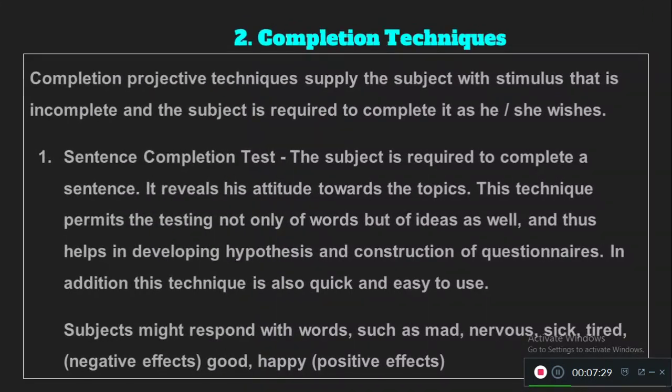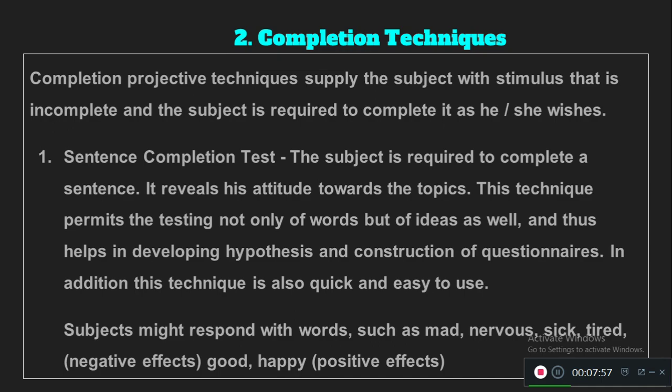Now, the second one is completion technique. So here in completion projective techniques, the subject is given a stimulus and is asked to complete the incomplete stimulus. The stimulus which is given is incomplete. The subject must complete that stimulus as he or she wishes.